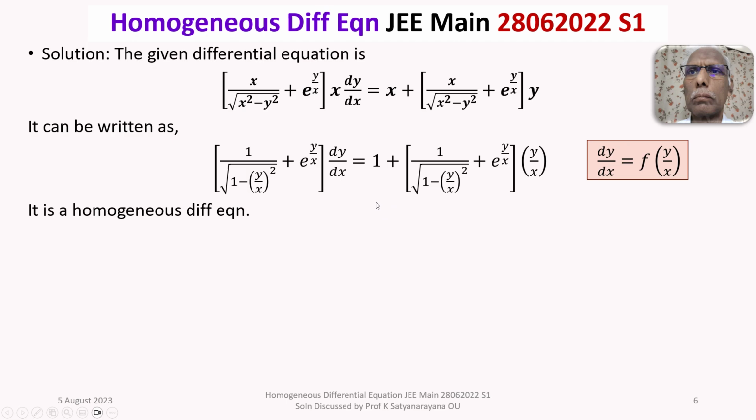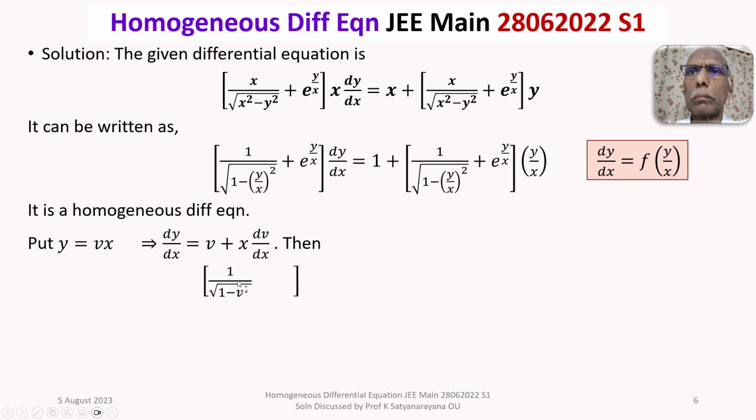To solve such a homogeneous differential equation, we substitute y is equal to vx, where v is a function of x. Now differentiate. dy by dx is equal to v plus x dv by dx. Then in the above equation, wherever there is y by x, you write v, and for dy by dx, you write v plus x dv by dx.